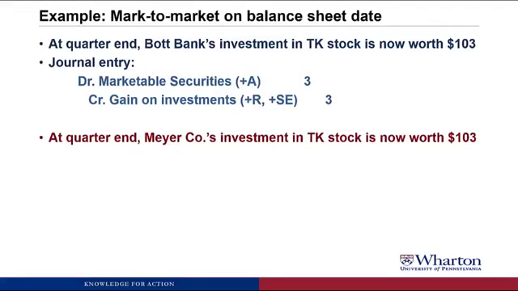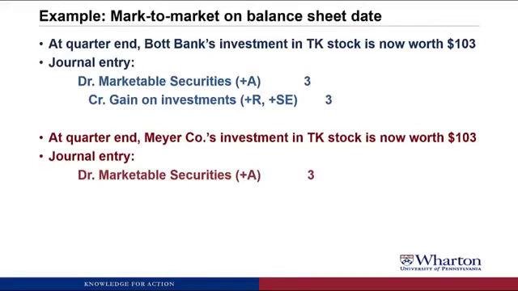Meyer Company has the same investment in TK stock, and so at quarter end, it's also gone up to 103. Their journal entry is debit marketable securities by 3. So the balance sheet is the same under both methods, where we mark it to the current market value or fair value. So we need to increase the investment account by 3 to get it from 100 to 103.